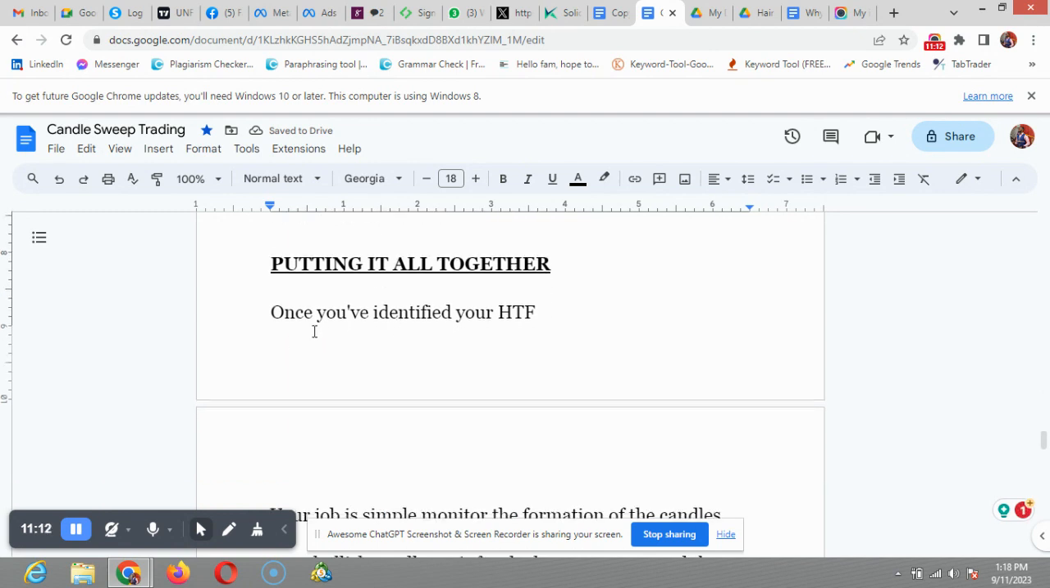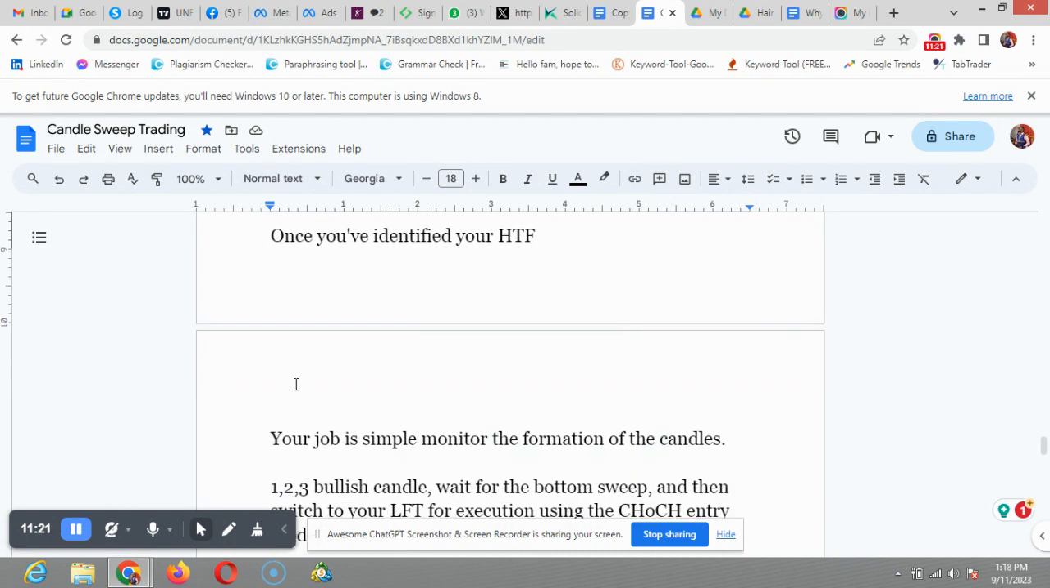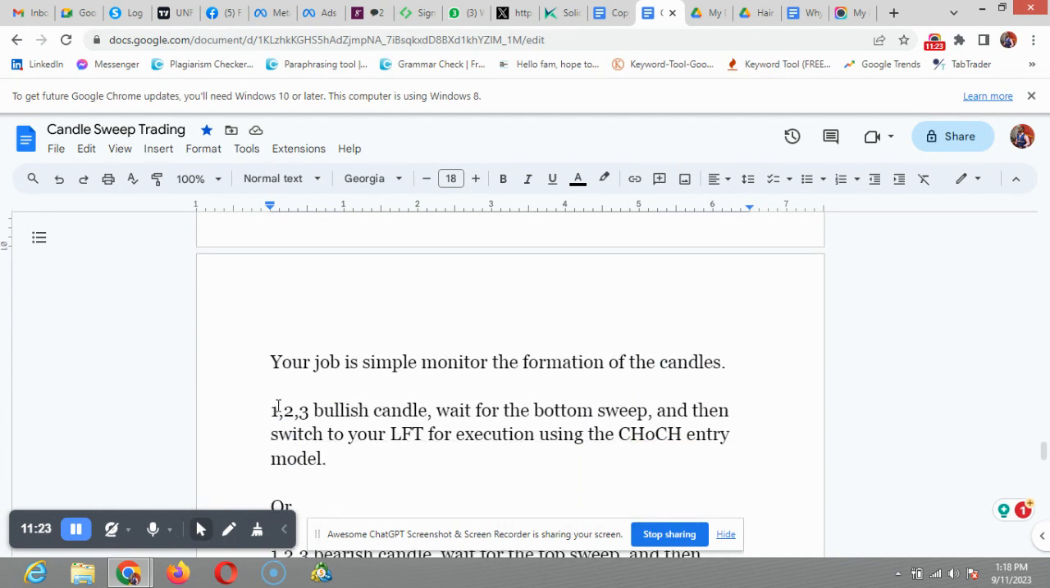All right, so let's put all of this together. Once you have identified your higher time frame, which here is our daily time frame, your job is simply to monitor the formations of the candles. I told you guys we don't have issues with market structure or all of those complex things. All we are after here is just the formations of the candles. Now, what I mean by candle formation, let me give you a very practical instance.